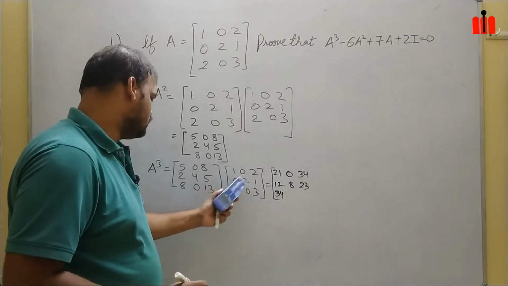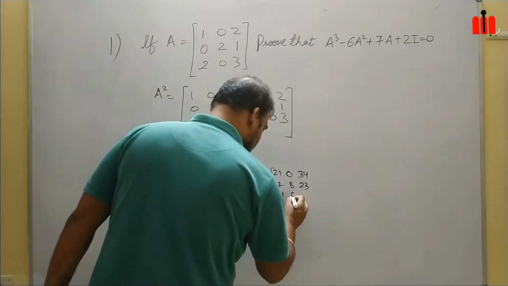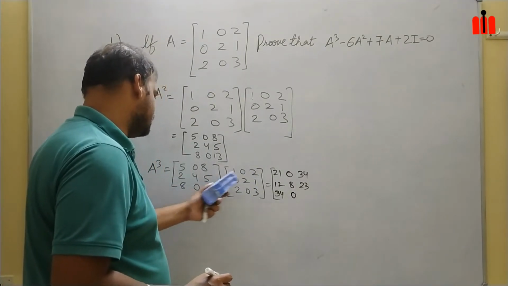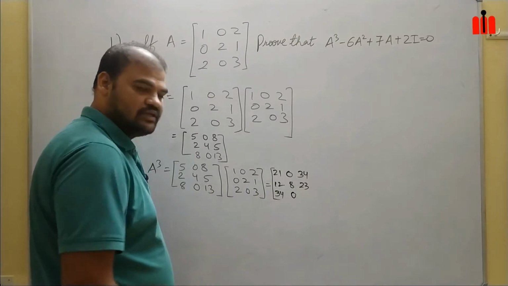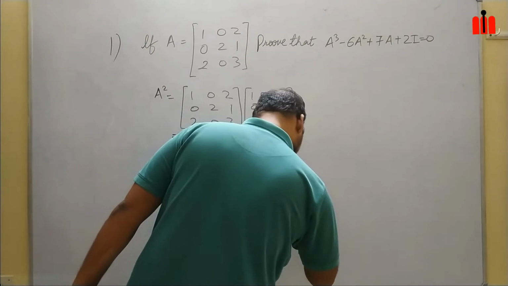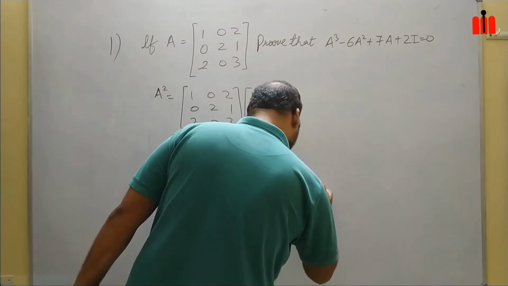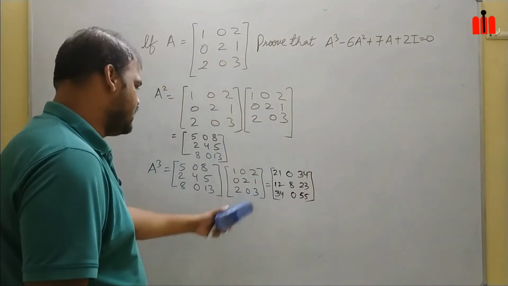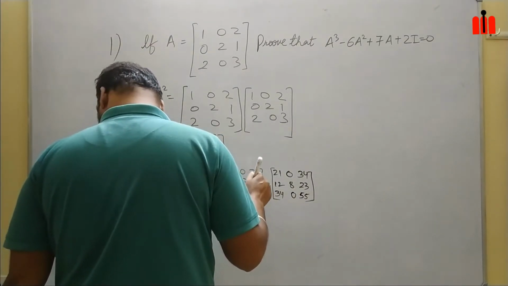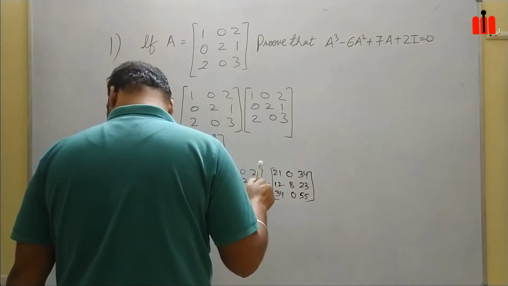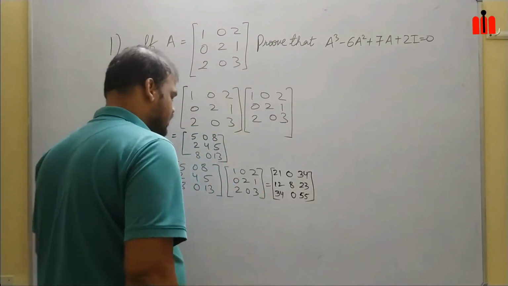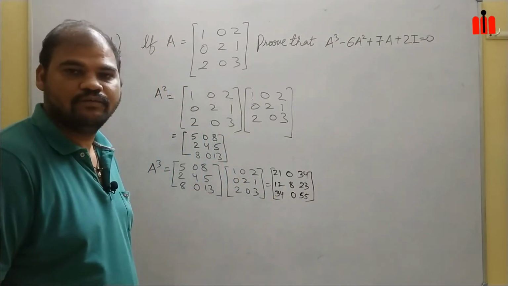8 0 ja 0, 0 2 ja 0, 13 0 ja 0. So this will be 0. 8 2 ja 16, 0 1 ja 0, 13 3 ja 39. 39 plus 16, how much it is? 49. 49 plus 6, 55. So this is 55. So this will be my A cube. So my A cube will be 21 0 34, 12 8 23, and 34 0 55, right? So this will be my A cube.